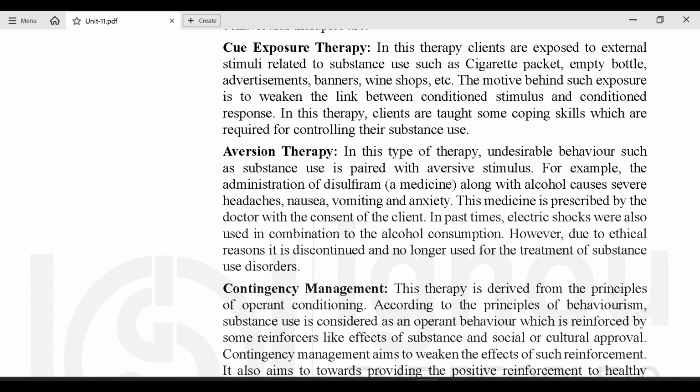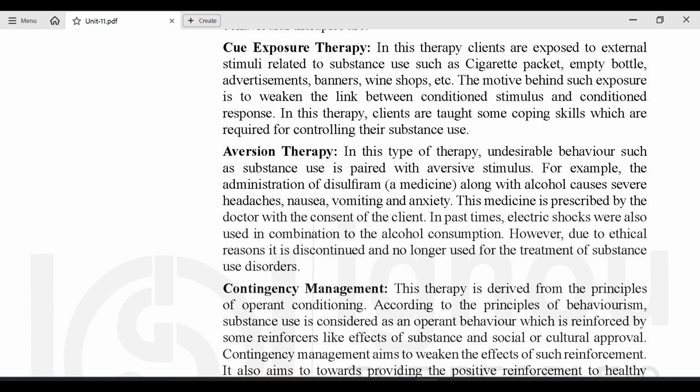Aversion therapy. In this type of therapy, undesirable behavior such as substance use is paired with aversive stimulus. For example, the administration of disulfiram, a medicine, along with alcohol causes severe headaches, nausea, vomiting and anxiety. This medicine is prescribed by the doctor with the consent of the client. In past times, electric shocks were also used in combination to the alcohol consumption. However, due to ethical reasons it is discontinued and no longer used for the treatment of substance use disorders.